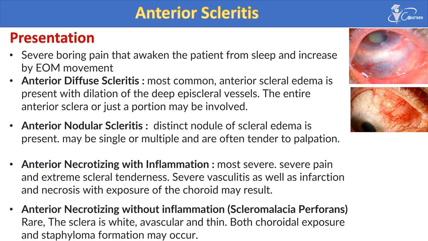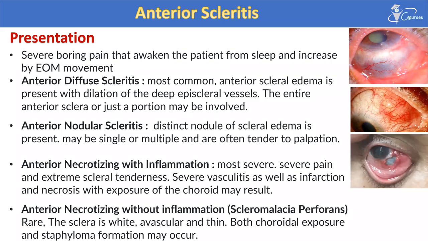Back to scleritis, anterior nodular scleritis, as we said, has a distinct nodule of scleral edema, which could be single or multiple and tender on palpation. Anterior necrotizing with inflammation is the most serious and most severe type. You see how much necrosis of the sclera there is? There is severe necrosis of the sclera. There is severe pain with extreme scleral tenderness.